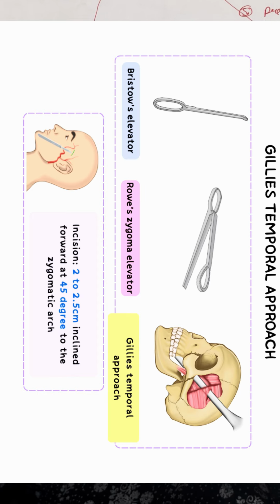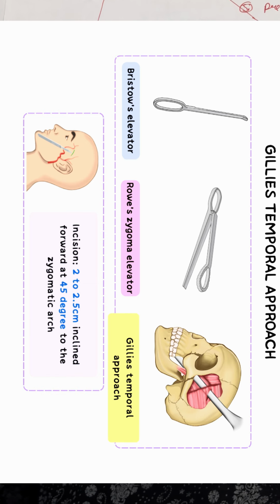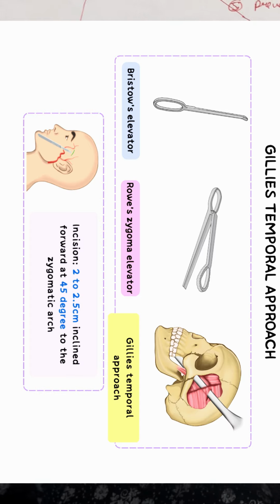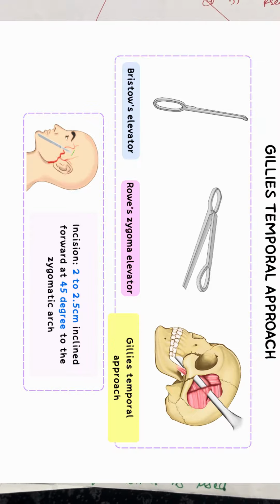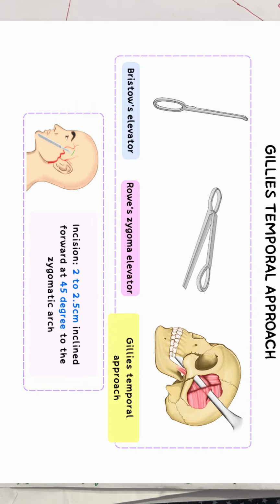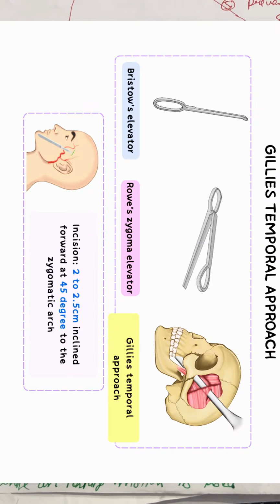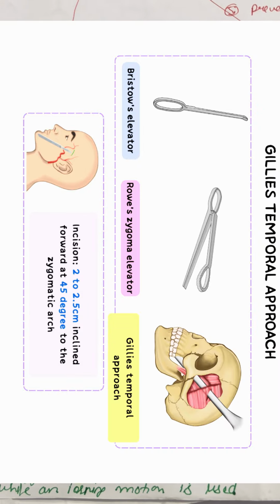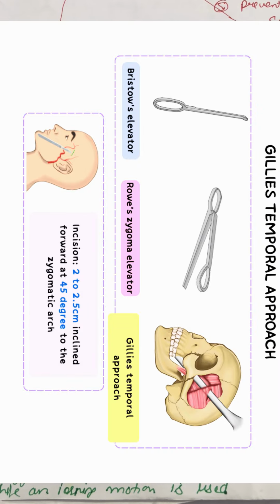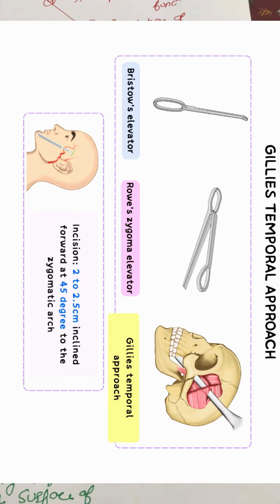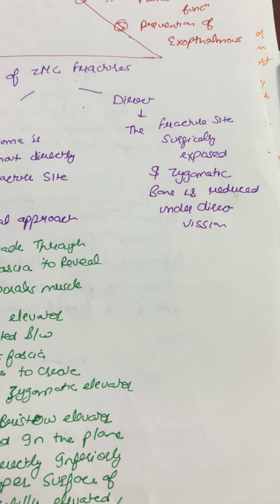A Howarth elevator is inserted between the temporalis fascia and muscle to create a plane for the zygomatic elevator. This zygomatic elevator is positioned in the plane created, directed inferiorly to reach the deeper surface of the zygoma, and carefully elevated while an ironing motion is used. In direct reduction, the fracture site is surgically exposed and the zygomatic bone is reduced under direct vision.